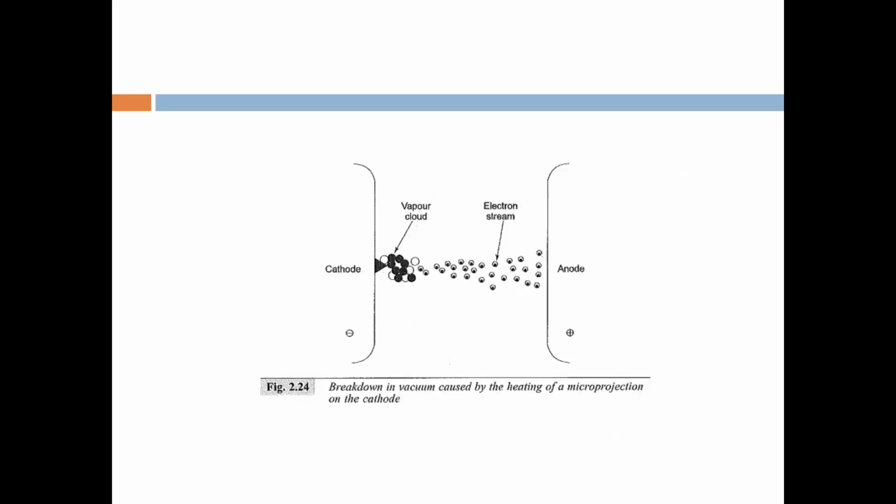See here, the vapor cloud. In the last lecture we have seen where the vapor cloud is formed: across the anode, see the diagram. And here the vapor cloud is formed on the cathode, and this is different. So it is called the cathode heating mechanism.